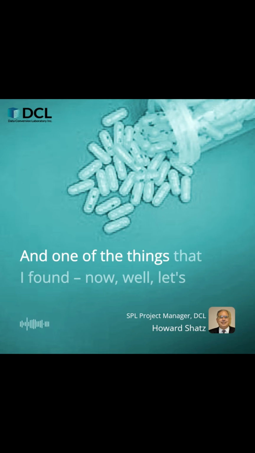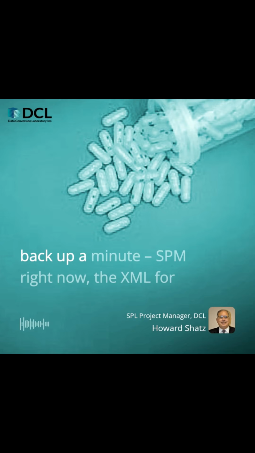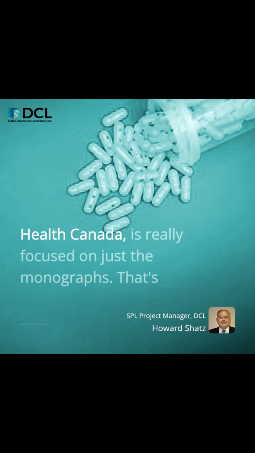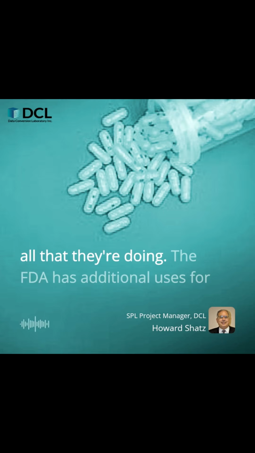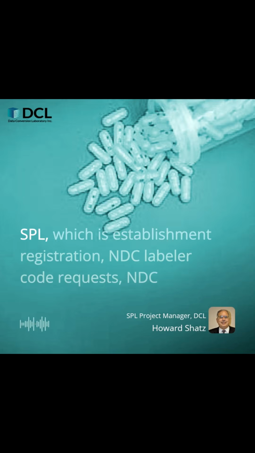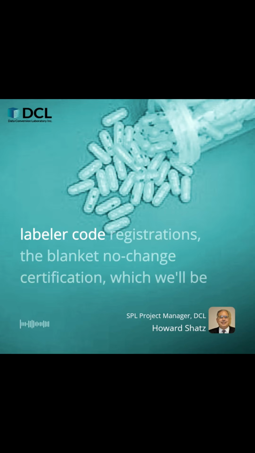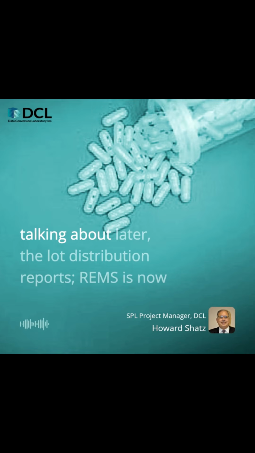And one of the things that I found, now, let's back up a minute. SPM right now, the XML for Health Canada, is really focused on just the monographs. That's all that they're doing. The FDA has additional uses for SPL, which is establishment registration, NDC label code requests, NDC label code registrations, the blanket no change certification, which we'll be talking about later, the lot distribution reports.